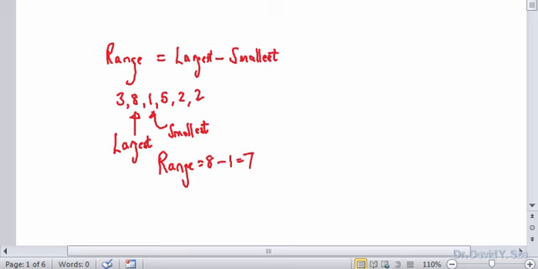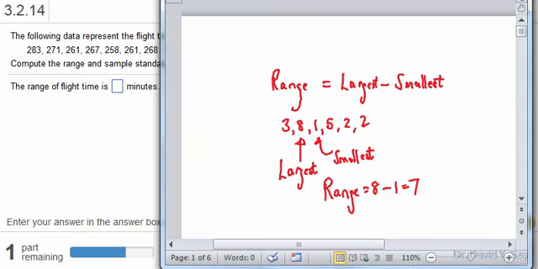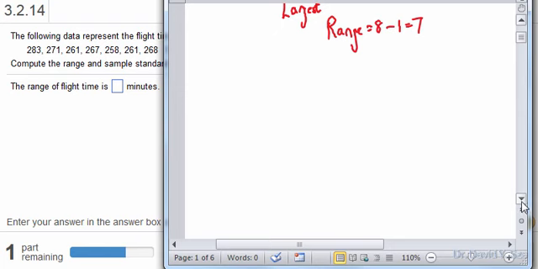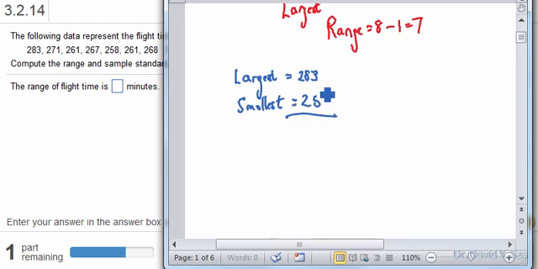Let's go back to our data. I'm going to resize this down so that we can see both the scratch paper and the data. Out of these numbers, which one is the largest? Well, there's 283. Nothing is bigger than 283. So for these data, the largest value is 283. How about the smallest? There's a 271, 261, 258. 258 is the smallest. The range is when we subtract the 2. That's a 5 and a 2. So the range is 25.